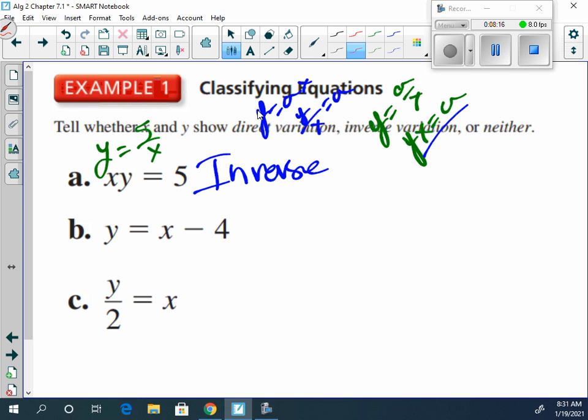Okay. Anybody agree or disagree? I'm voting B is direct. Okay. Inverse? Okay. So why are we saying direct? Because it looks really simple to do y equals x times a. We just have the minus, right?